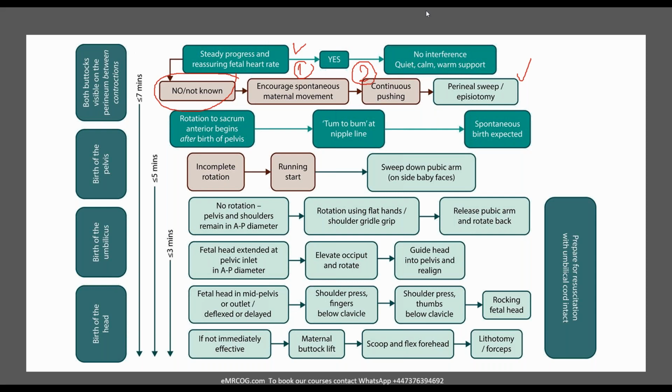Okay, good. So let's say we have birth of the pelvis, the pelvis is delivered. So remember, what should happen to the sacrum?